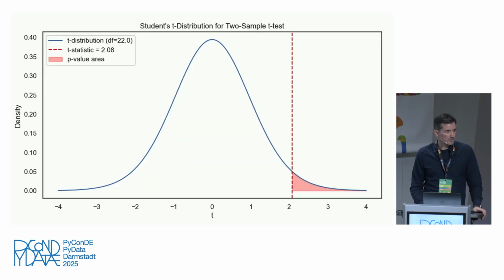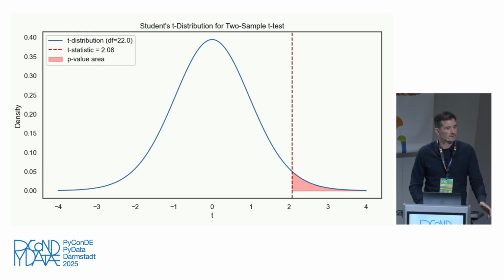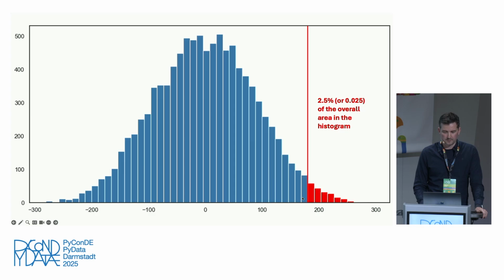This is what you get if you look at the t-distribution that you actually use for the t-test, with the degrees of freedom that you have from the data that we have, which is basically 12 minus 1 times 2, which is 22. And then you look at the t-statistic, which is basically the standardized version of what we had with the 172, which in this case is 2.08. And they look kind of similar, right?